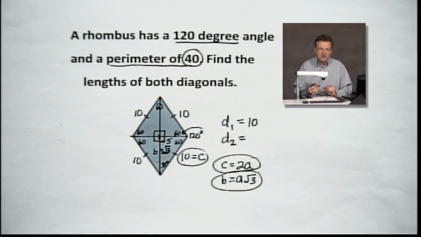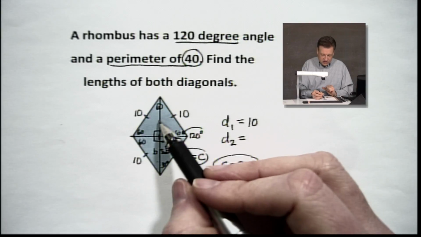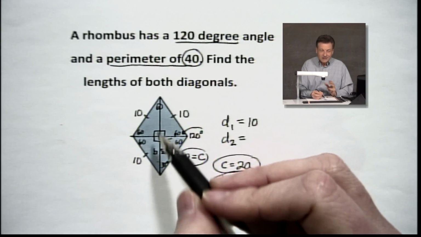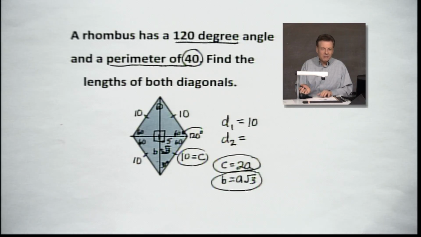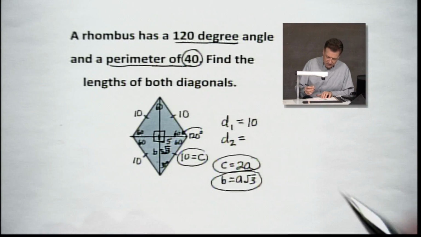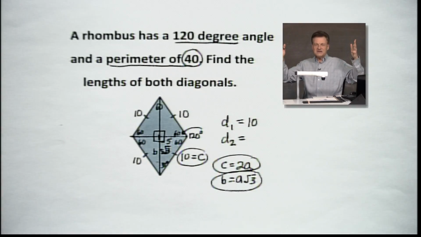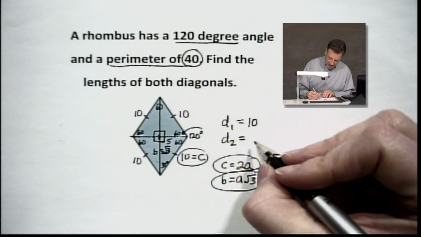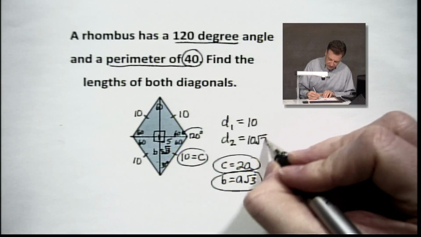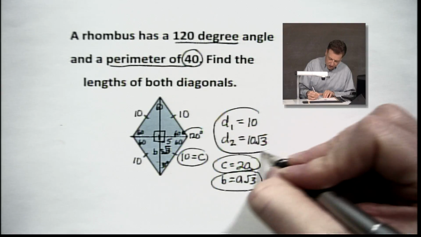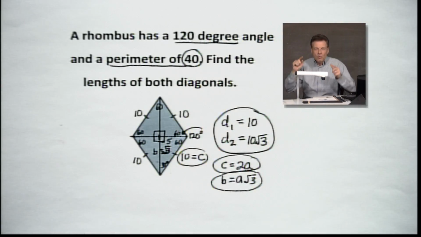You say, well, how do I know to double it, Ernie? Because what do you know? Diagonals of a parallelogram bisect each other. So that means we got another 5 roots of 3 there. I'm looking at 5 plus 5, which gives us 10, and we're going to have 10 times the square root of 3. So there are your 2 diagonals.